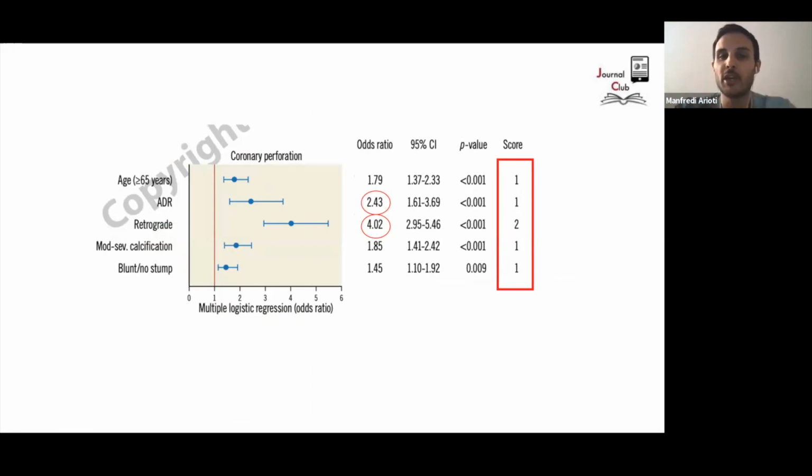Obviously, different odds ratios were derived based on the impact of these single parameters. We can see that the highest odds ratios were for the use of antegrade dissection and reentry and the use of the retrograde technique, which maybe deserves further discussion because, as you can imagine, these are more advanced techniques compared with antegrade wire escalation. The score was derived by assigning weighted points to the beta coefficients of the multivariate analysis. So a score of 1 was attributed to all the parameters except for the retrograde procedure.